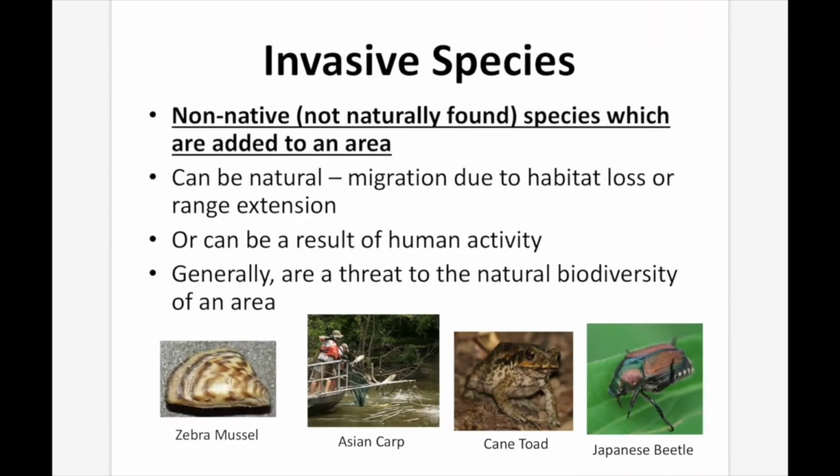Invasive species are non-native, so not naturally found species, which are added to an area. They can be natural through migration due to habitat loss or range extension, or can be the result of human activity. Generally, they are a threat to the natural biodiversity of an area because they take over. Examples of this are things like zebra mussels, Asian carps, cane toads, Japanese beetles.